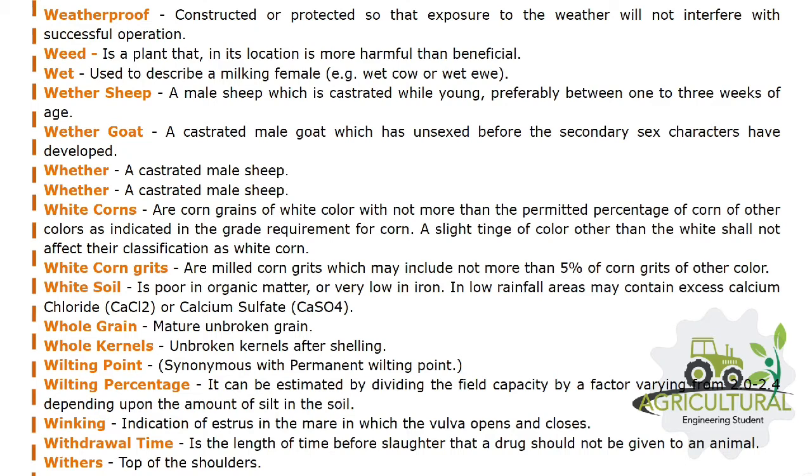Wilting point, synonymous with permanent wilting point, wilting percentage. It can be estimated by dividing the field capacity by a factor varying from 2.0 to 2.4 depending upon the amount of silt in the soil. Winking, indication of estrus in the mare in which the vulva opens and closes. Withdrawal time, the length of time before slaughter that a drug should not be given to an animal. Withers, top of the shoulders.